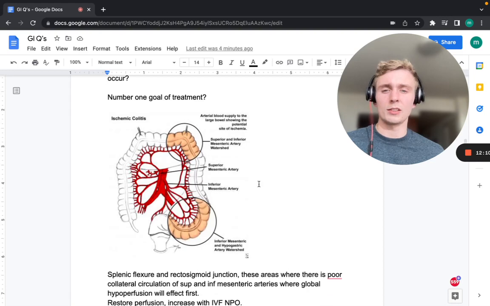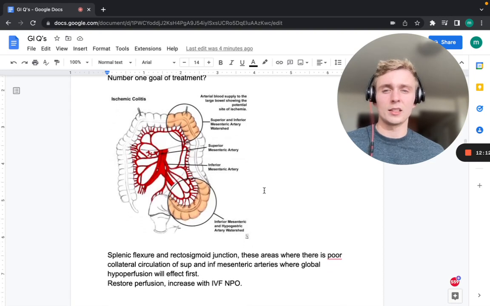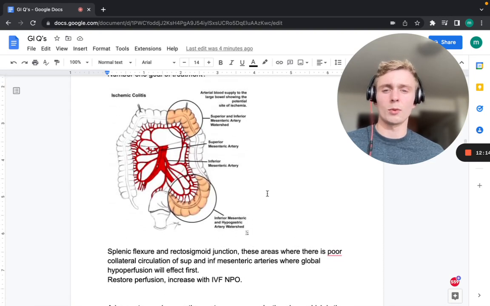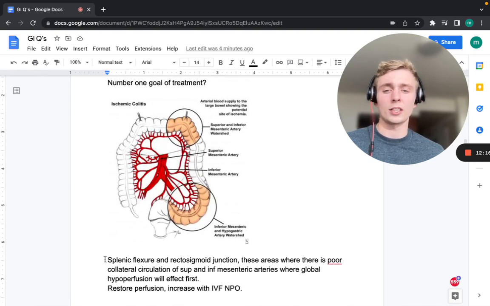So this is going to be, as you can see, ischemic colitis. So ischemic colitis, the two areas that we want to be thinking of are the splenic flexure and the rectosigmoid junction. So you can see based on the diagram right here, splenic flexure up here and rectosigmoid junction right here. And these watershed areas are where there's poor collateral blood flow between two large arterial supplies. So this is between the superior and inferior mesenteric artery and the hypogastric here and the inferior mesenteric. So these are those classic watershed areas.